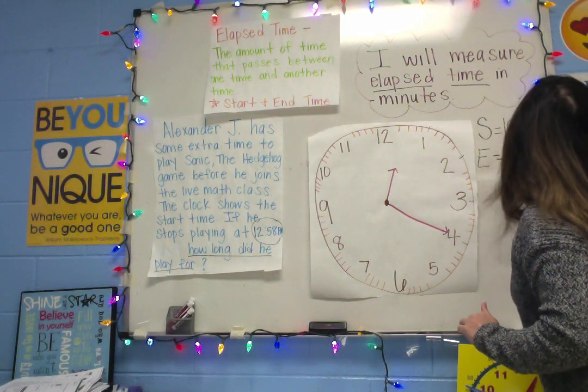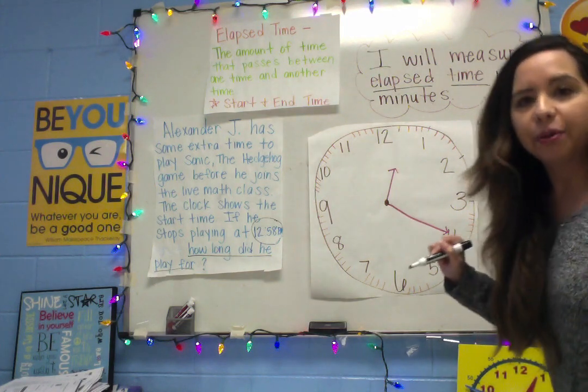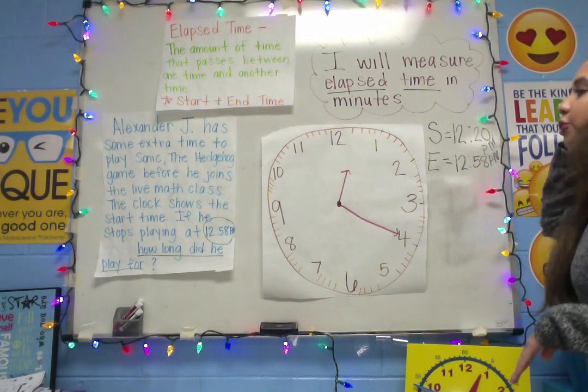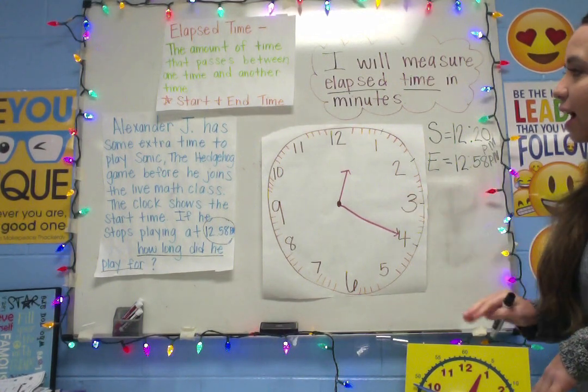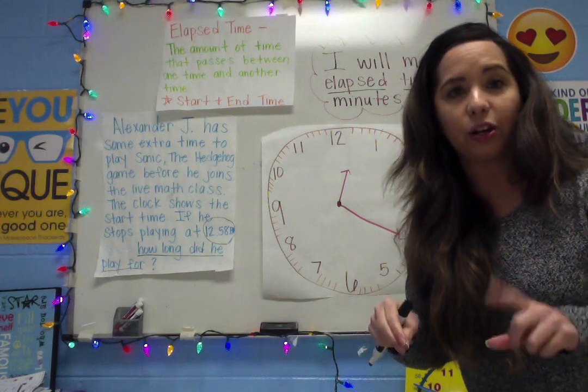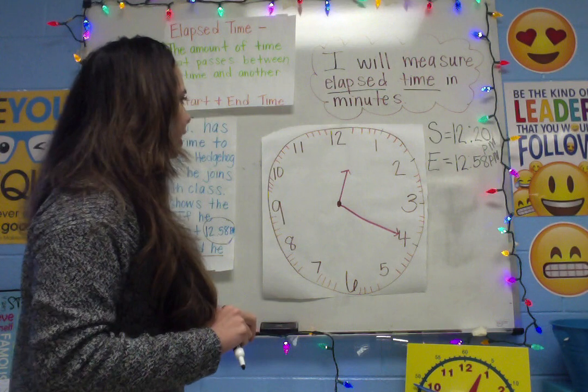End time is 12:58 p.m. We have to figure out how much time has passed. How long did it take him to play that video game? So what I'm going to do, on my clock, I am going to label the end time. That's going to help me know where to stop. So again, end time is 12:58.